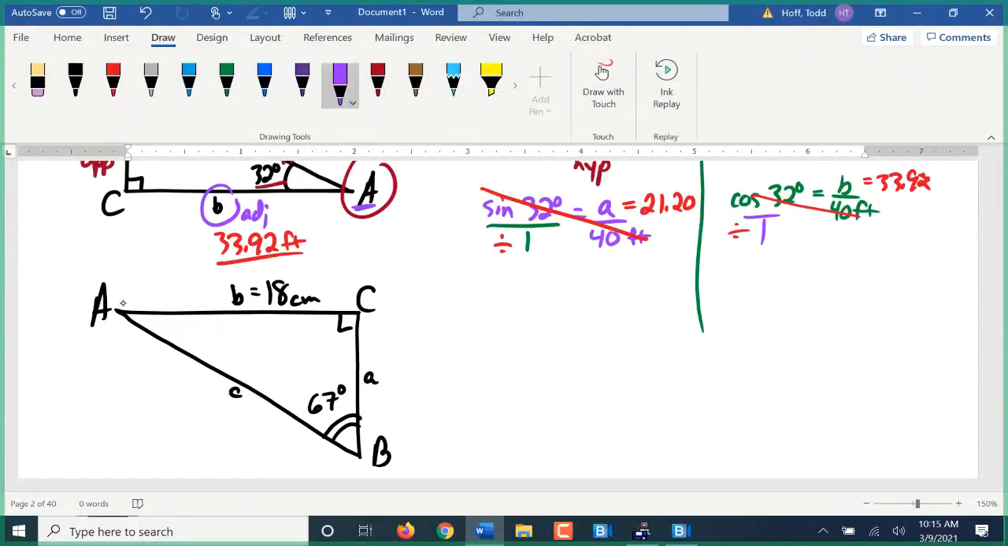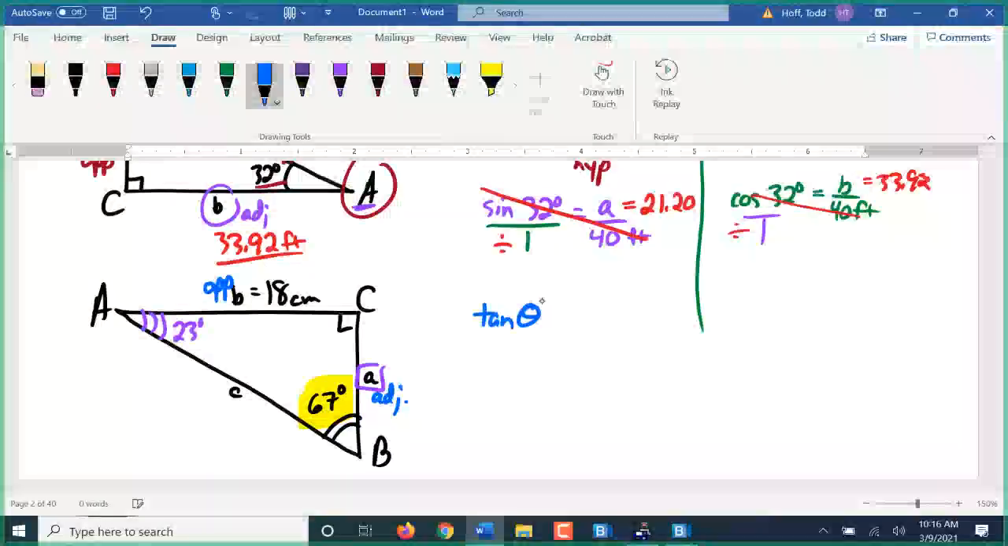Now again, side A over here is really easy to find. I just subtract from 90, I get 23 degrees for angle A. For side A, I'm going to use the given information, which is angle B, 67 degrees. A would be the adjacent side. I am given side B, which is the opposite side. Well, opposite and adjacent are tangent. Tangent of an angle is opposite over adjacent.